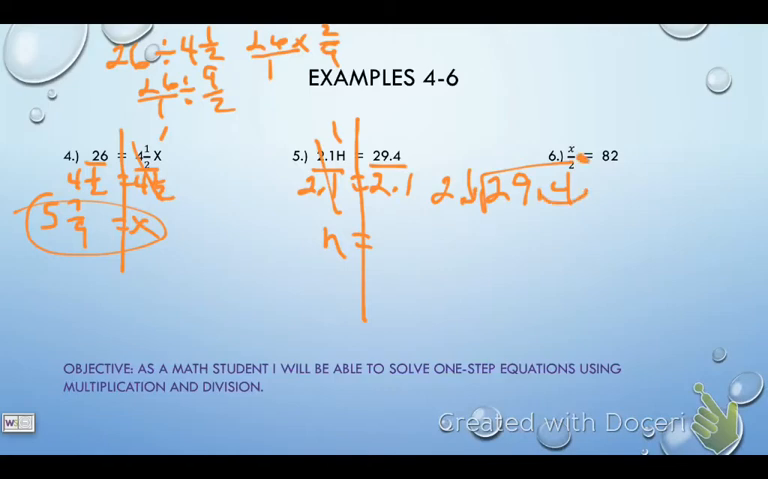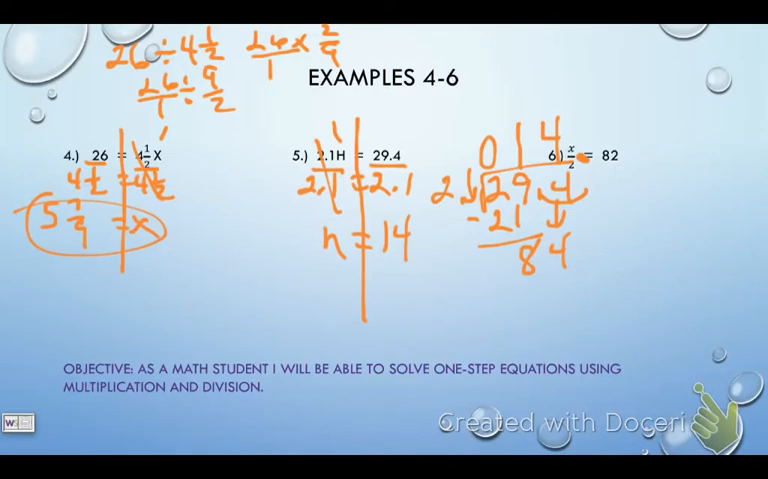We're going to take 21 into 29 once. 21 times 1 is 21, 29 minus 21 is 8, drop the 4. 84 divided by 21 is 4, and our answer is 14.